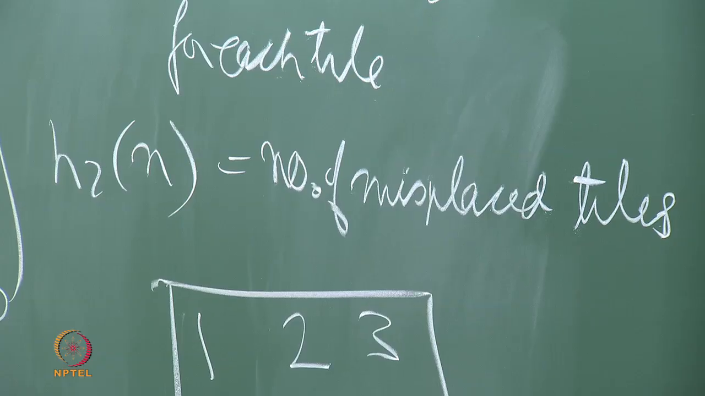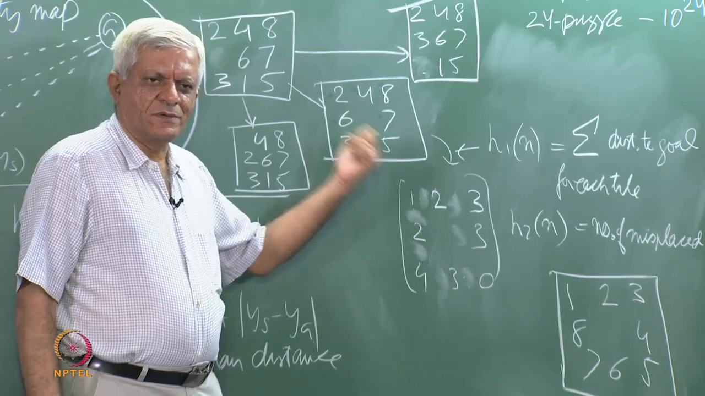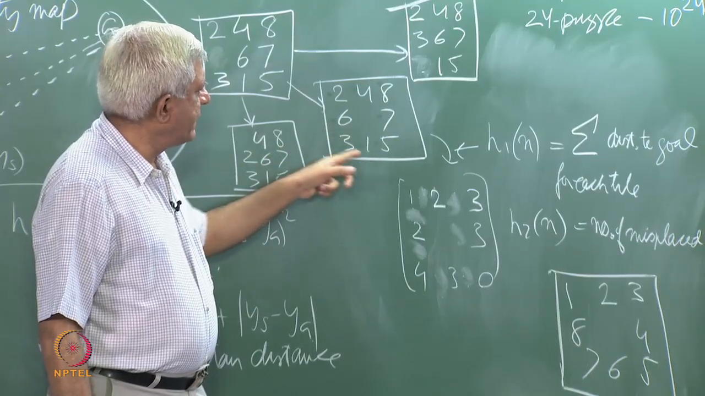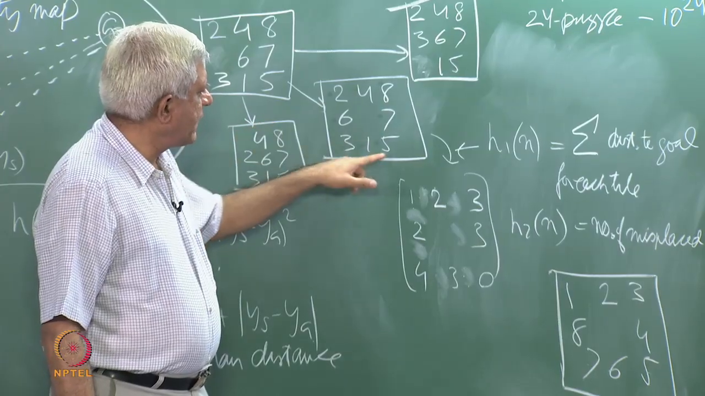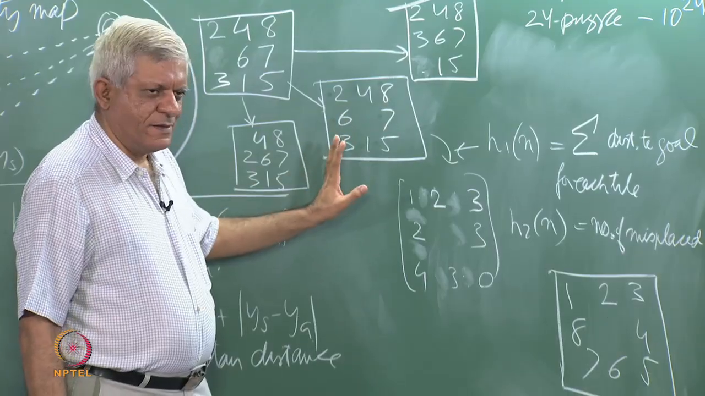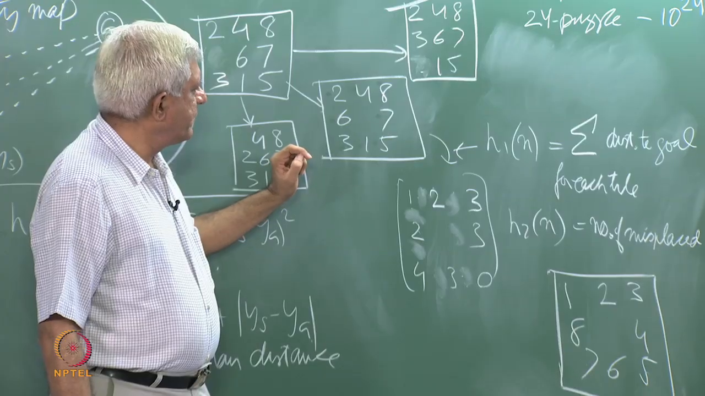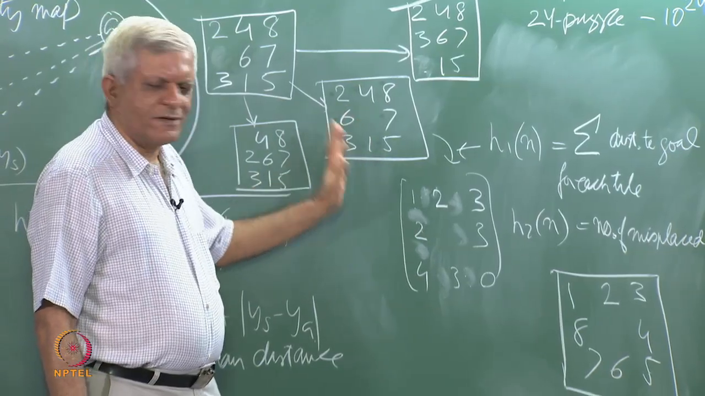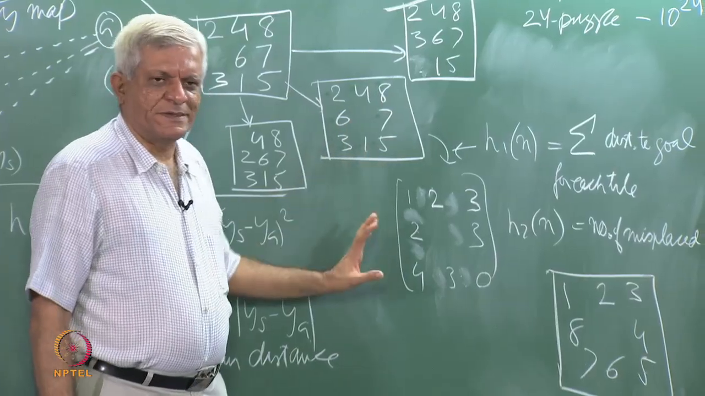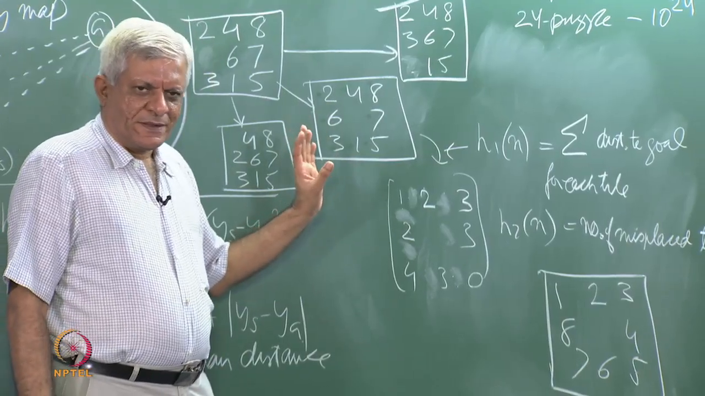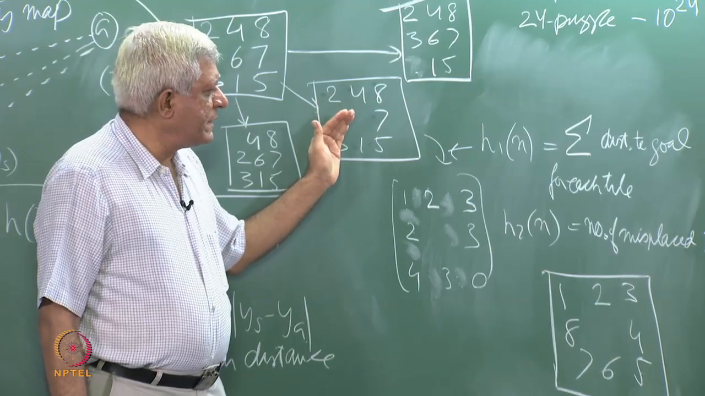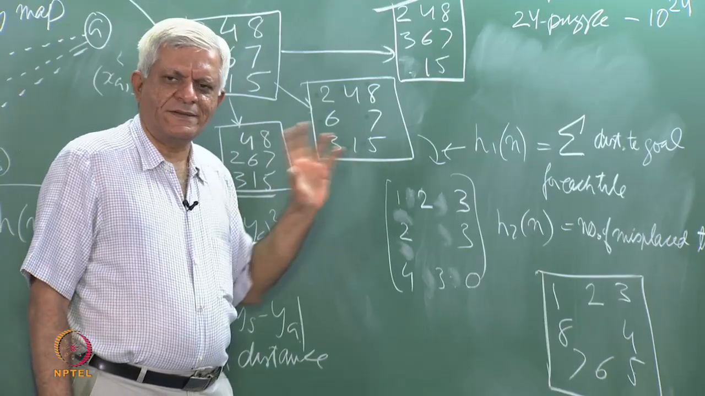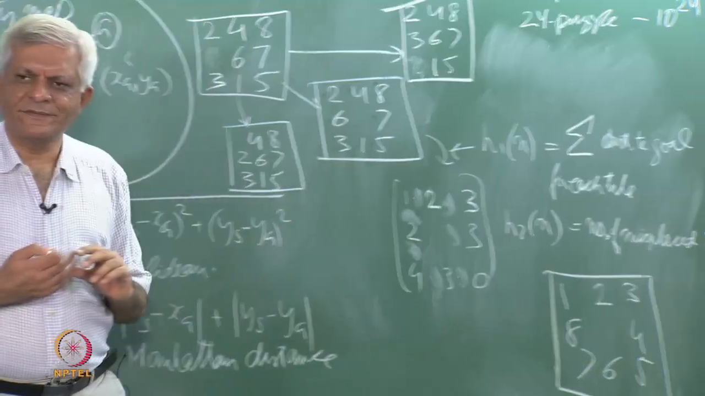So, in this case h2 of n, you simply count how many tiles are out of place. You can see in this situation 5 is in place and nothing else is in place, or if you want to count the blank tile as well, then you can say the blank tile is in its place, but that will anyway add up to something. So, it is a simpler measure, it is easier to compute, but is there a notion of better here? Is one heuristic function better than another?